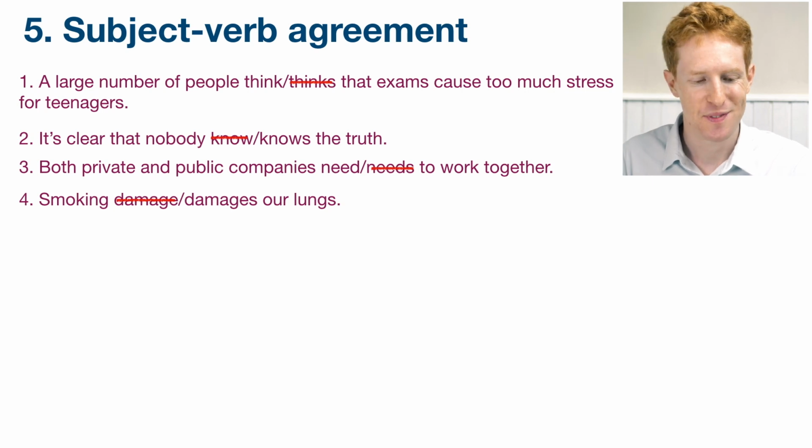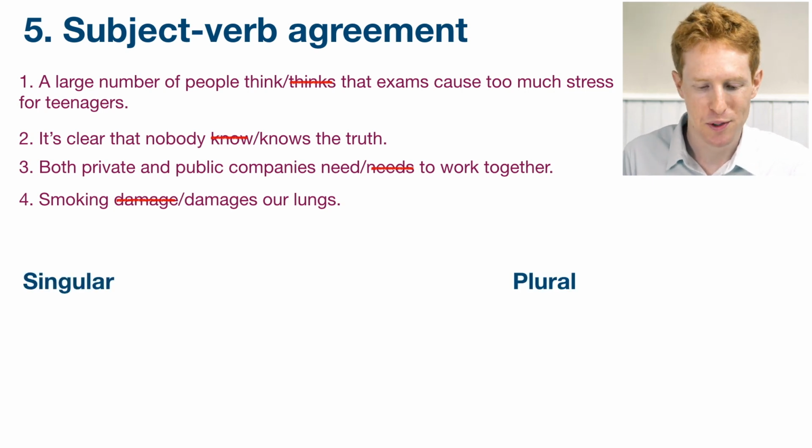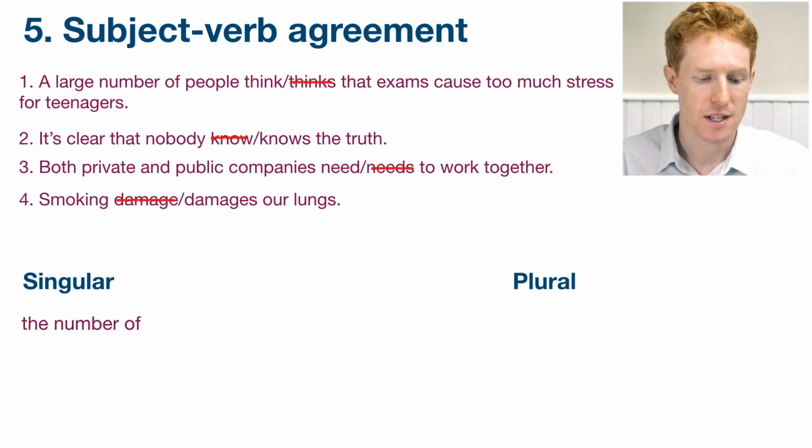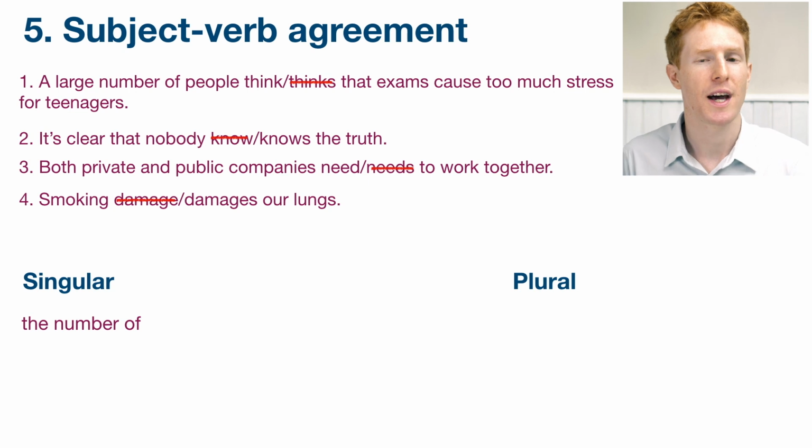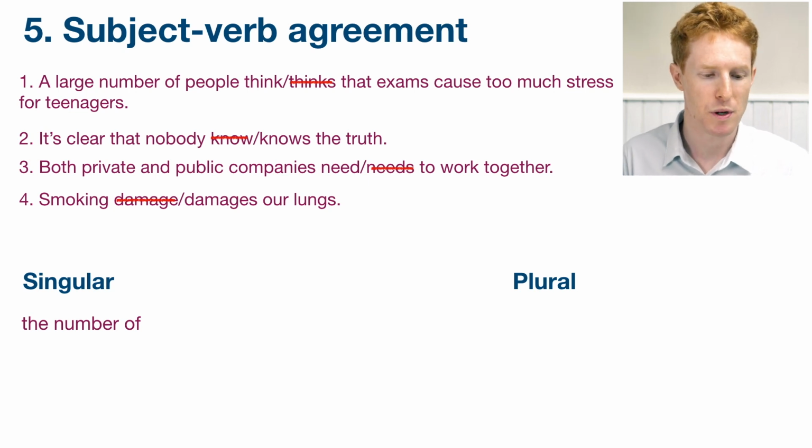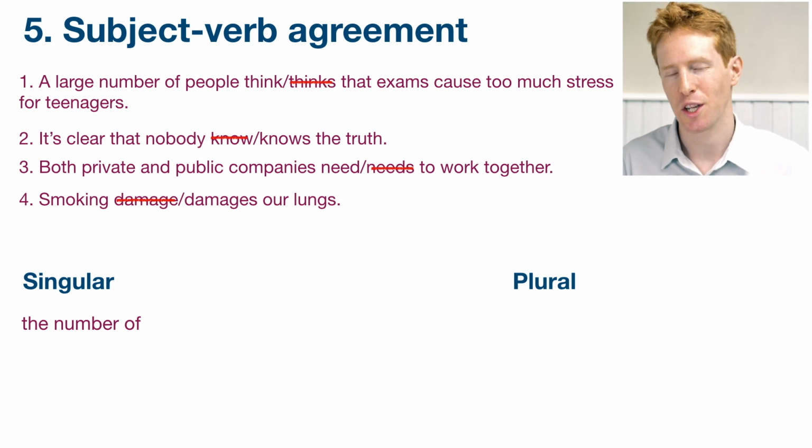Right, let's write all this down. Some popular singular and some popular plural nouns that cause a lot of confusion for students. When we have the number of, that's a singular noun. So we'd say the number of people living abroad is increasing.